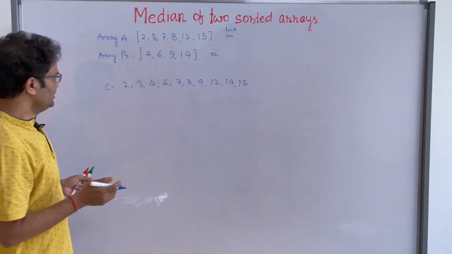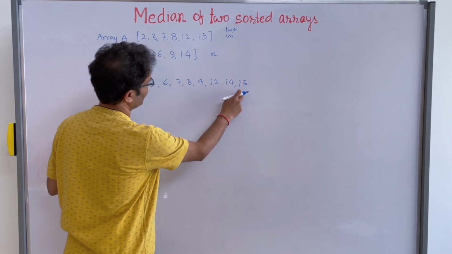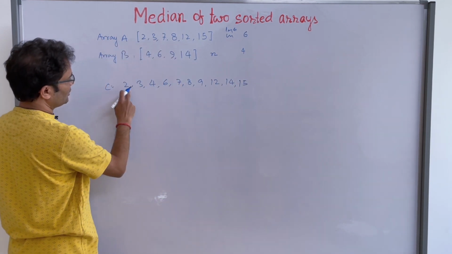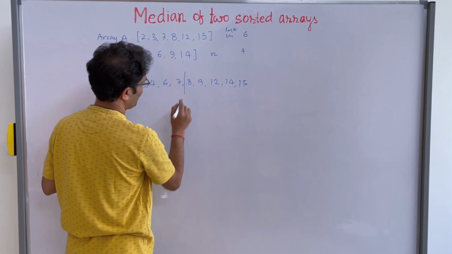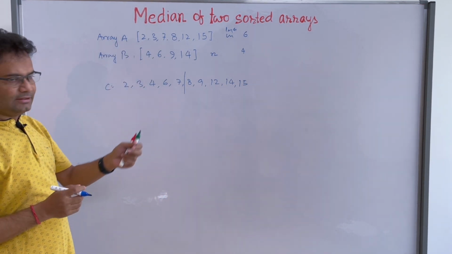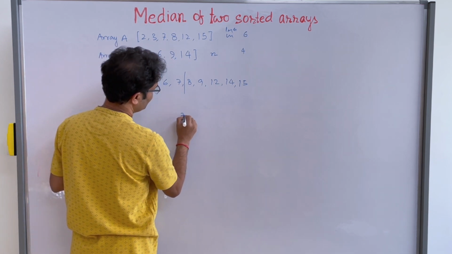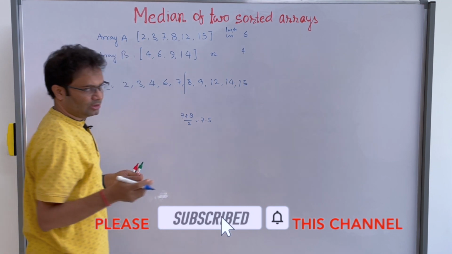And from this array you will find out the median, right? In this case, if you see, 1, 2, 3, 4, 5, 6, 7, 8, 9, 10, because this is a length of 6 and a length of 4. So 1, 2, 3, 4, 5, this is 5 on this side and 5 on this side. Since this is an even number, you will do 7 plus 8 divided by 2, which is 7.5, and you can give the answer.